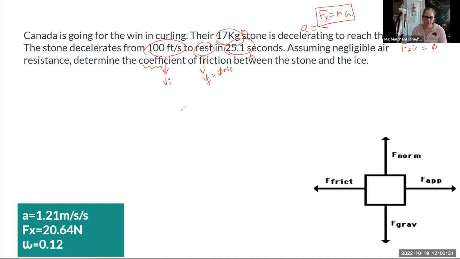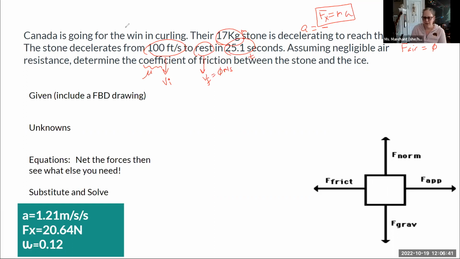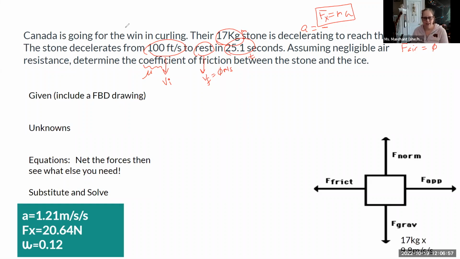So as always, we go ahead and identify our givens. Our unknown is the coefficient of friction. Remember, that's that weird mu-shaped object. And now let's label our drawing. So what do I know? It's not the moment where we've pushed the stone, so I don't have a force applied. I do have a force of gravity, and that is 17 times 9.8. It's going along the ice, so it's not accelerating in the up or down direction. So the force of gravity equals the force of normal. It's balanced out that way.